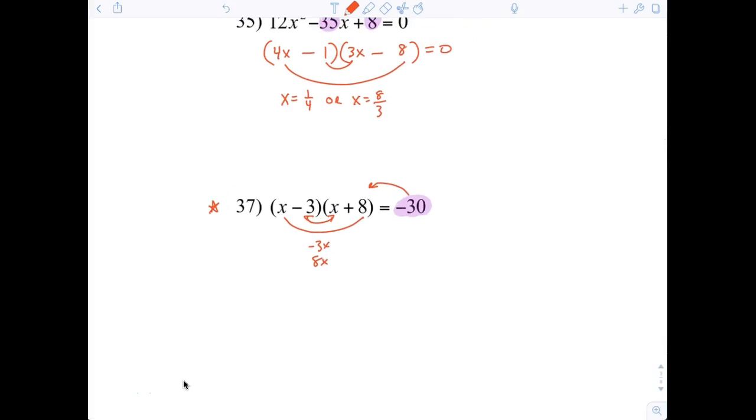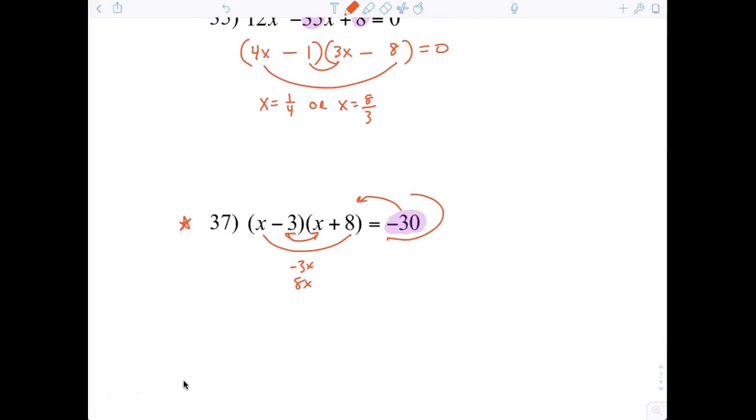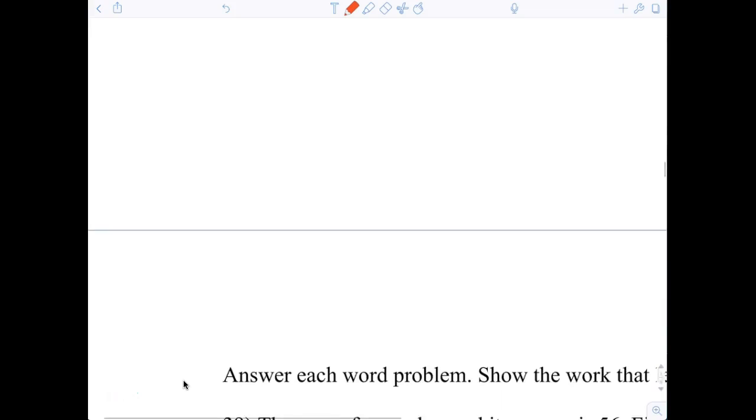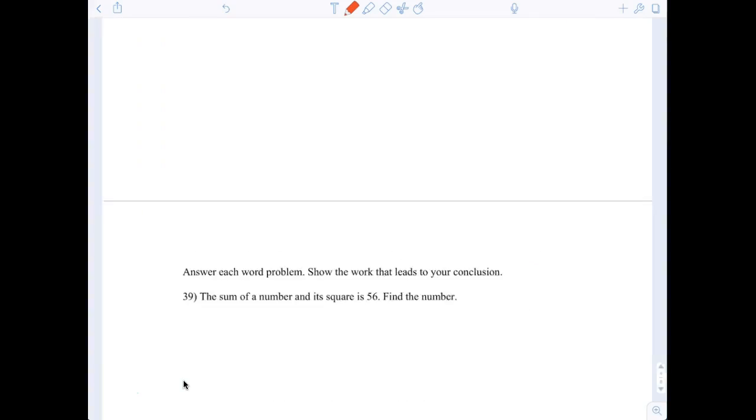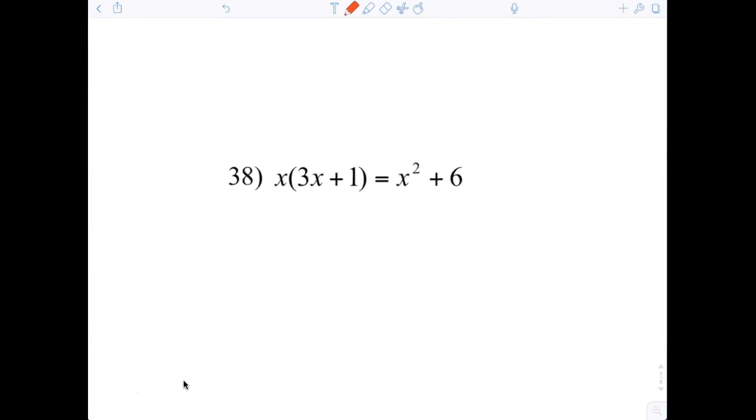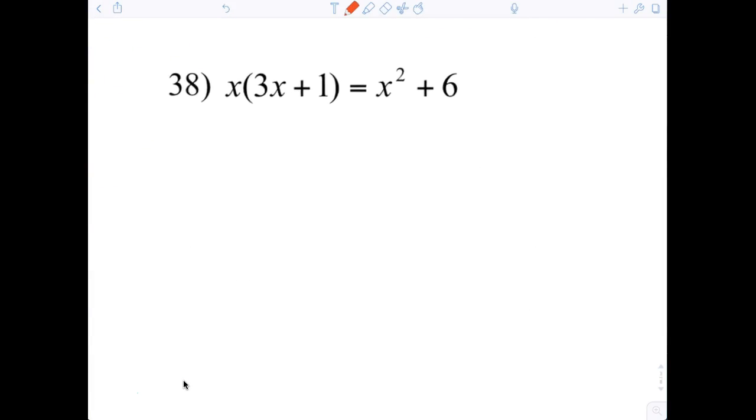Yes, this one is different because it's not equal to 0. It's equal to negative 30. And there is no rule for when it equals negative 30. Do you hear me? Yeah. All right, we'll do another one of those. So that's the end of that. Now, the same principle, I want everybody to look at 38.